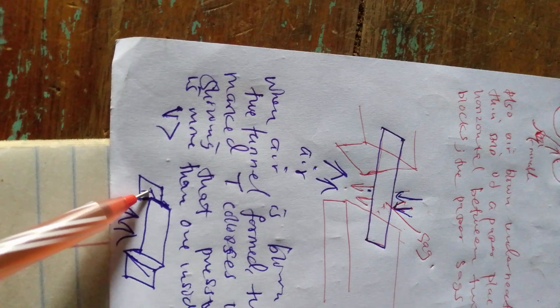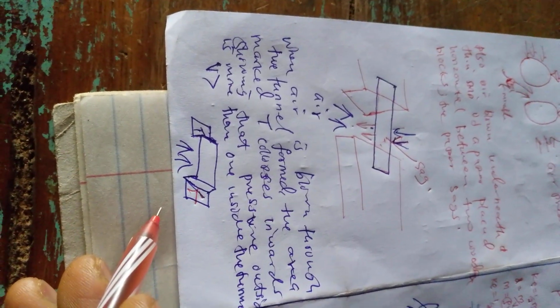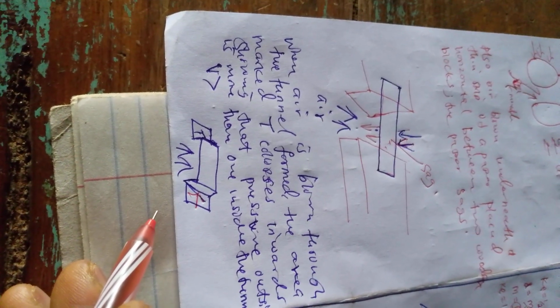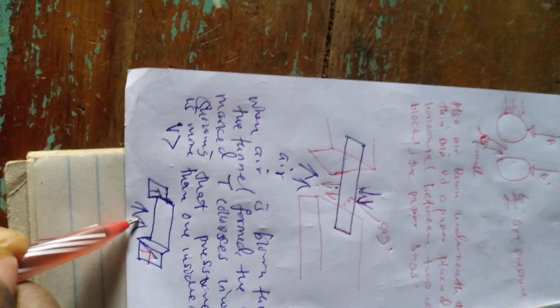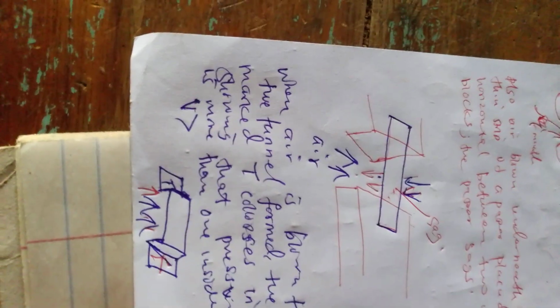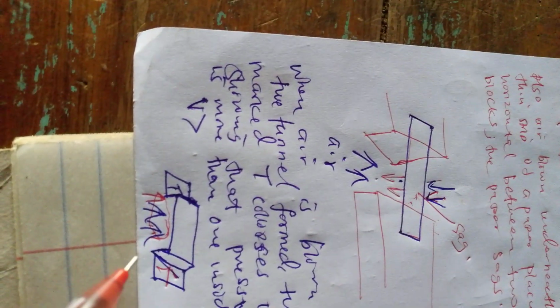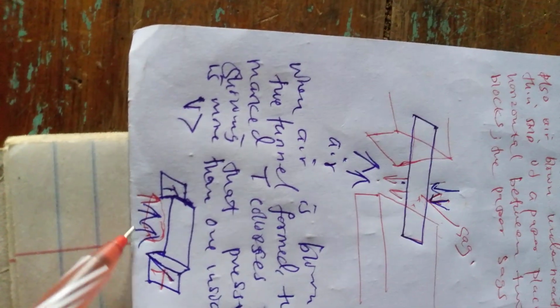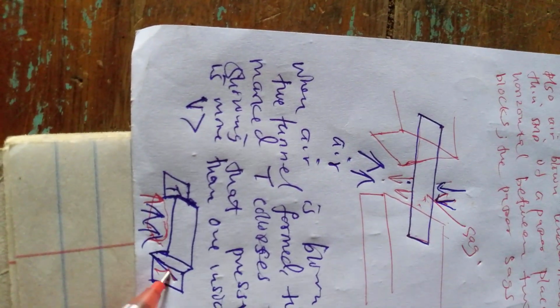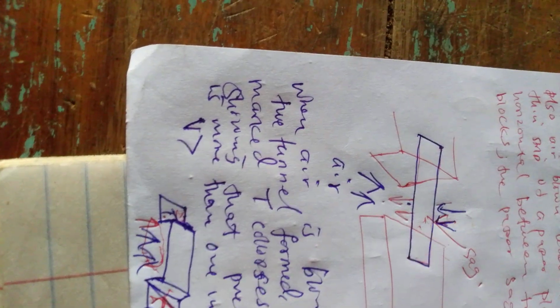And also, when air is blown through a tunnel formed in the area marked T in this diagram, it collapses inwards. So this point and this point move inwards, showing that the pressure outside is more than the one inside. So when air is blown at this very point, it creates what is called a pressure difference. The pressure inside here becomes very low because of the increased speed at which the air is moving. So the pressure outside pushes this tunnel to move inwards.